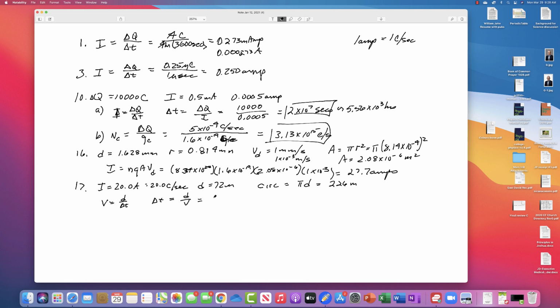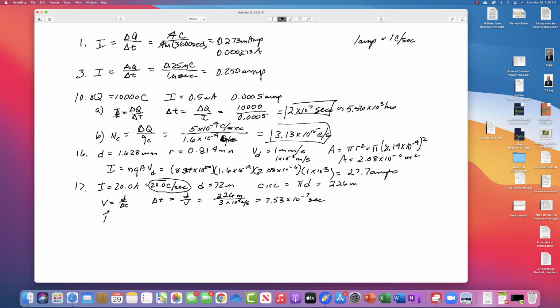It tells you that they travel at the velocity of light, so that's 3 times 10 to the 8th meters per second. So the amount of time here is 7.53 times 10 to the minus 7th seconds. And so it can make one full circuit in that period of time.